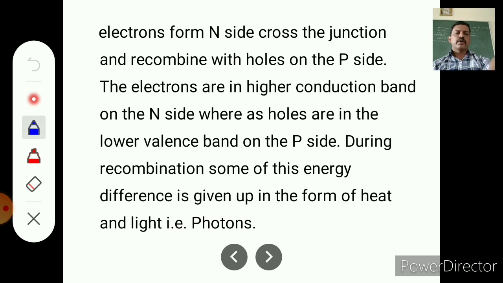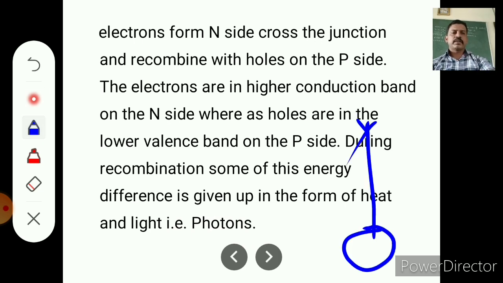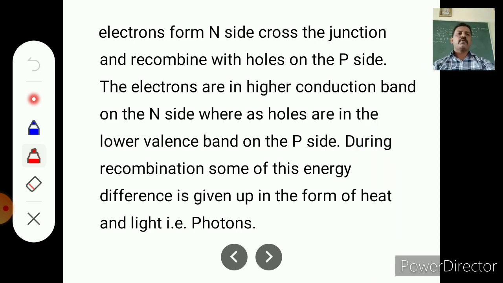So here we consider that when the electrons recombine with the holes, the energy difference between the electron and hole is emitted in the form of light or photons.